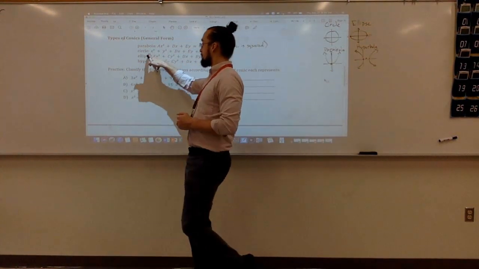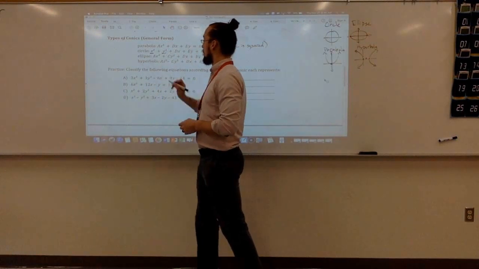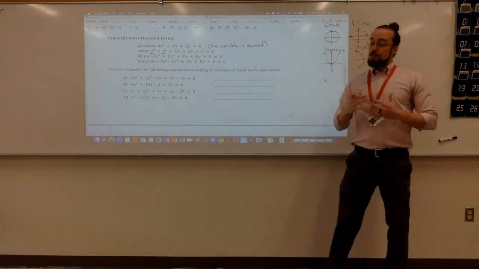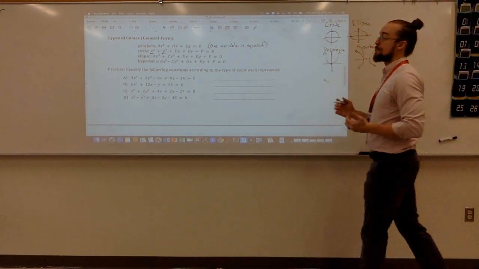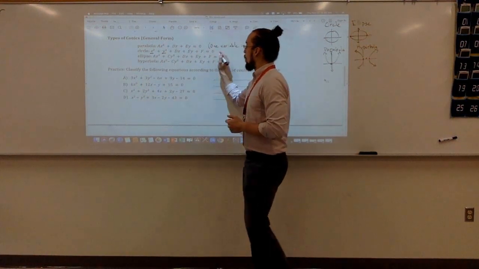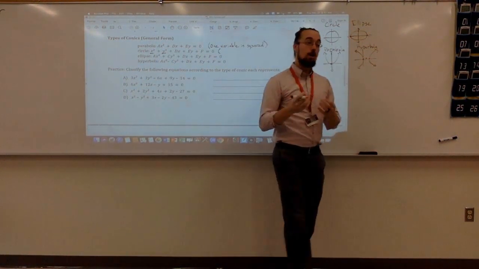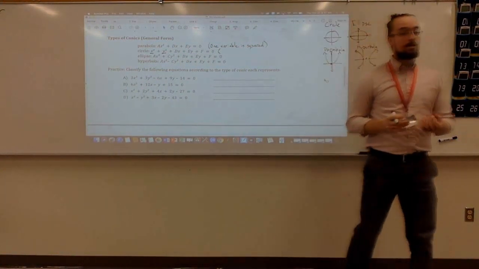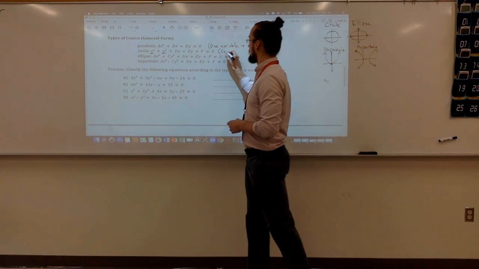For a circle, we have an x squared and a y squared. What differentiates a circle from the other types of conics when we're looking at the equation is that the coefficients on the two squared terms are equal.